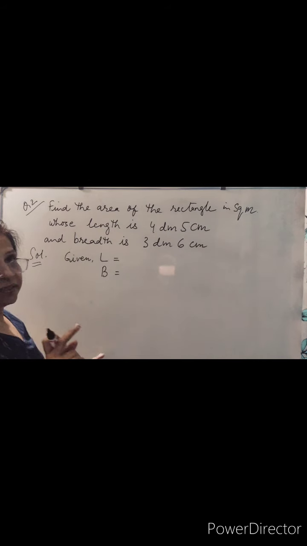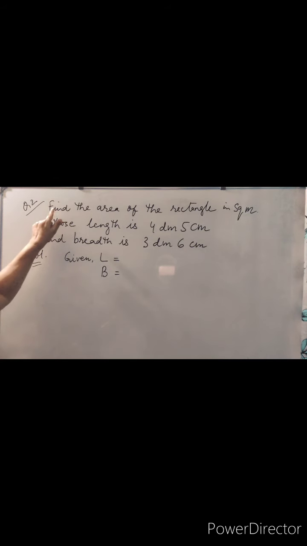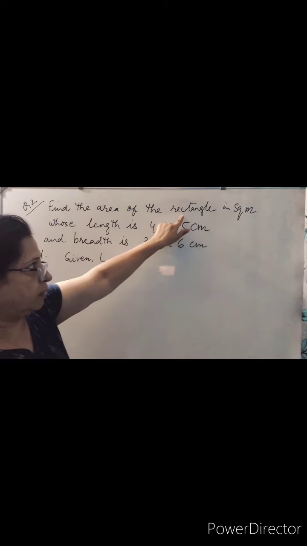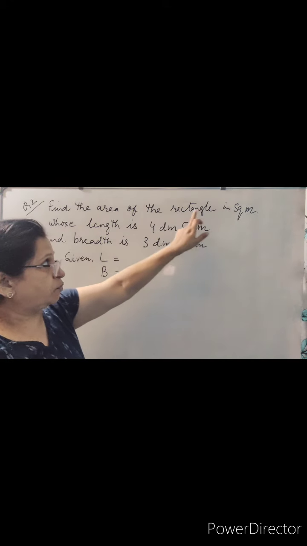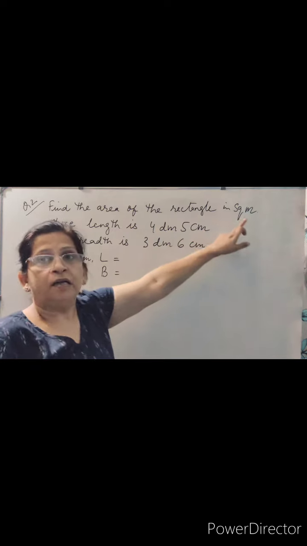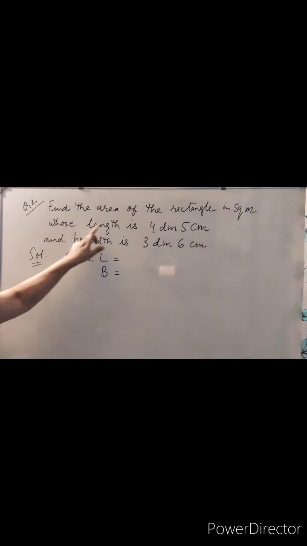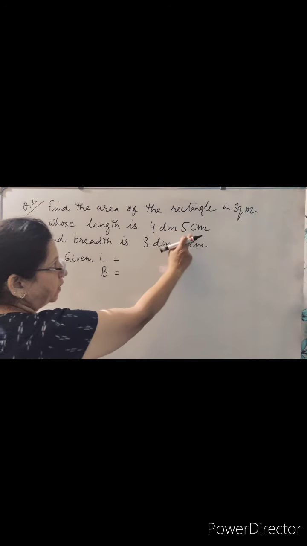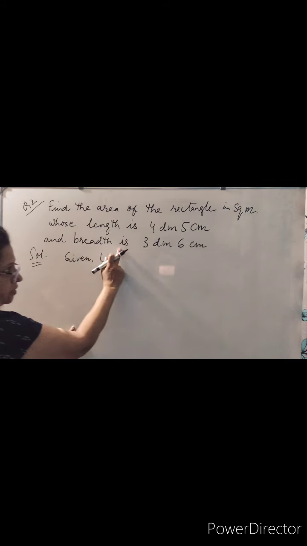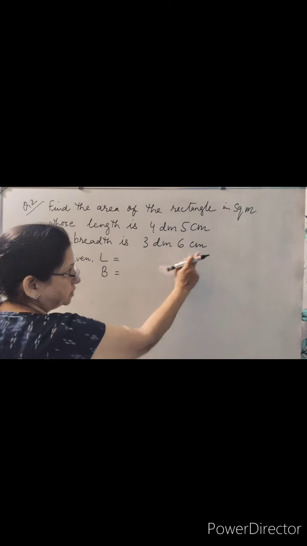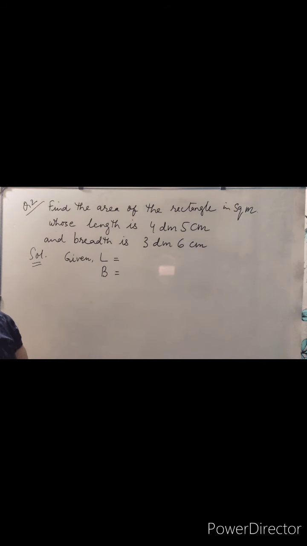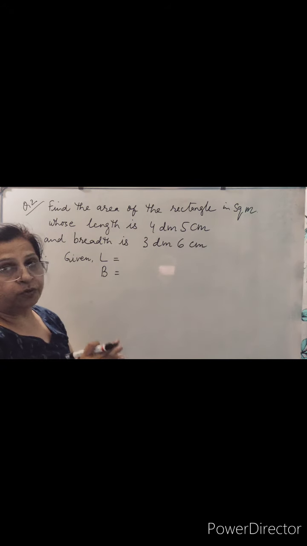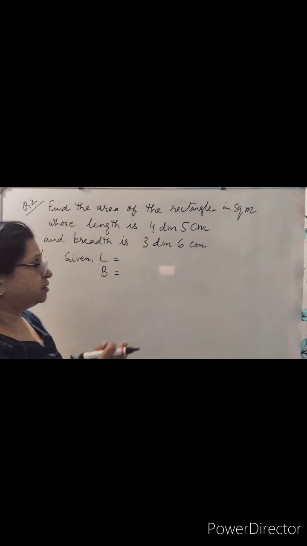Now let us take one more example. Here the next question is find the area of the rectangle in square meters. You have to find out the area of the rectangle in square meters whose length is 4 meter 5 centimeter and breadth is 3 decimeter 6 centimeter. ठीक है, मेजरमेंट आपने पढ़ा हुआ है, मीटर, सेंटीमीटर, डेसीमीटर, डेकामीटर. तो ये सारी यूनिट्स आपने पहले क्लास 5 में सब पढ़ा हुआ है. आपको इनको यूनिट्स को चेंज करना भी, कन्वर्ट करना भी सिखाया हुआ.